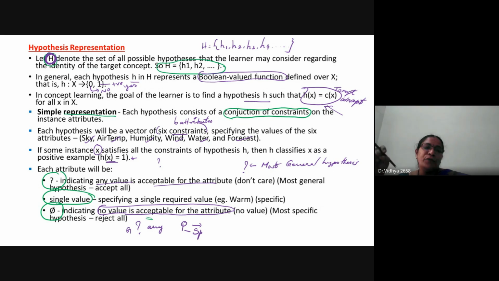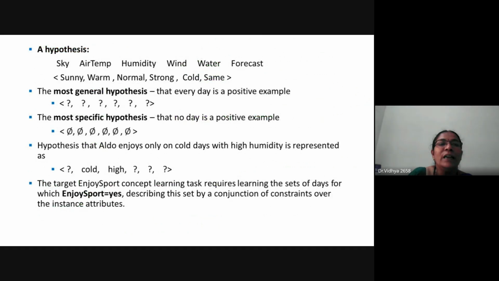Apart from that, you have to remember two important symbols. One is the question mark, another one is pi. The question mark indicates the most general hypothesis. Pi indicates the most specific hypothesis. Most general means it is ready to accept all types of attributes. Most specific means it will not accept any of the attributes. So these are the important concepts you are supposed to remember related to hypothesis representation. Then we can discuss further in the next class.